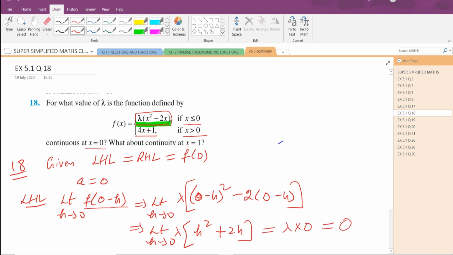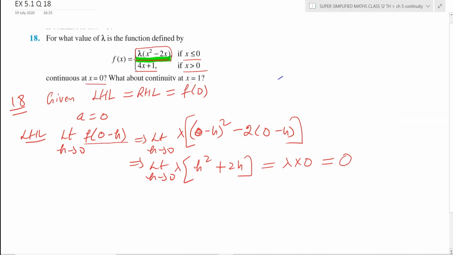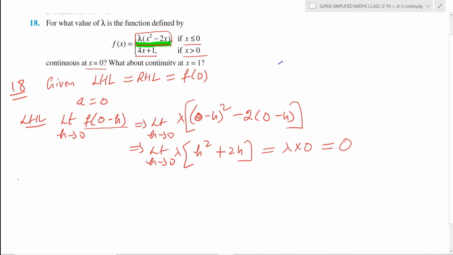So the left hand limit of the function comes out to be 0, and now we find the right hand limit also of the function. So let us see what do we get. Right hand limit of the function will be limit h tends to 0 f of 0 plus h, which is equal to limit h tends to 0.